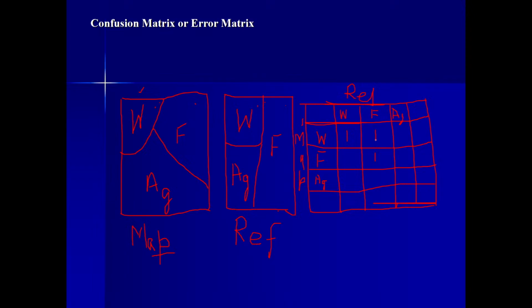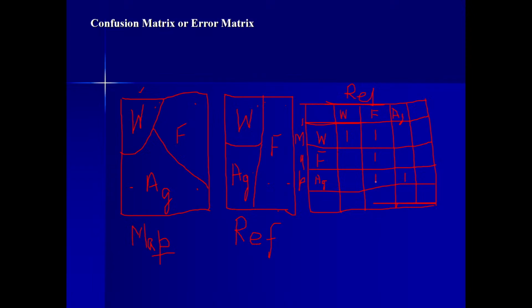So like this we can go on filling the samples. We can take one more sample. On the map it is agriculture, and on the reference map it is again agriculture. So the sample will come here, agriculture and agriculture. Then you take one more sample, suppose it is agriculture on the map, and on the reference map it comes as forest. So on the map it is agriculture, and on the reference it is forest, so the sample will come here.